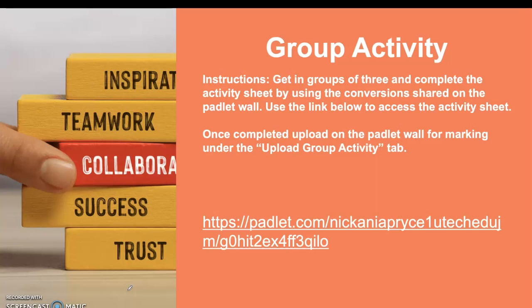All right. So get into groups of 3, complete the activity sheet by using the conversions shared on the Padlet wall. Use the link below to access the activity sheet. Once completed, upload on the Padlet wall for marking under the Upload Group Activity tab.